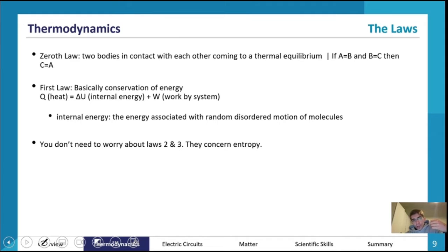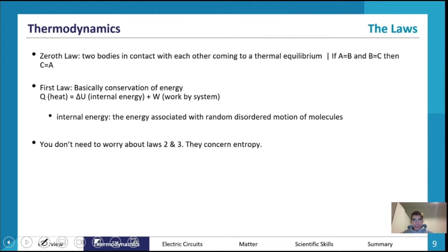The first law basically is referring to the conservation of energy. So the zeroth law is referring to every body that is in a particular system in contact with one another. When everything comes into equilibrium, every single body that is involved in this equilibrium will have the same temperature. And in fact, that is the definition of what equilibrium is. The first law is stating that energy is conserved.